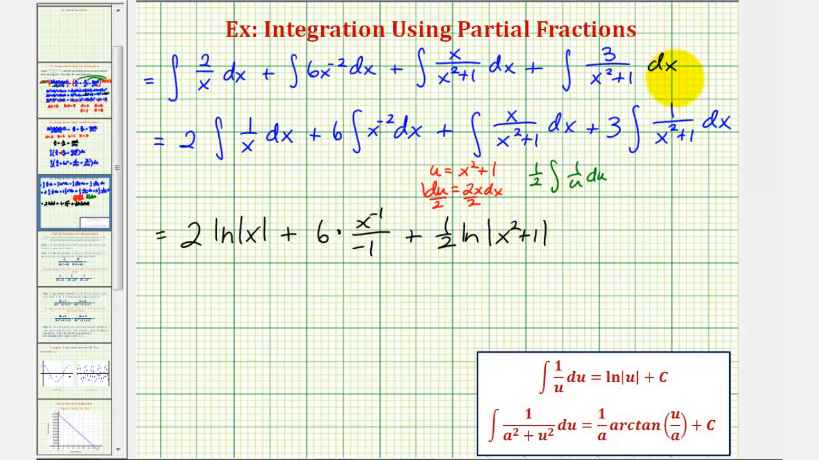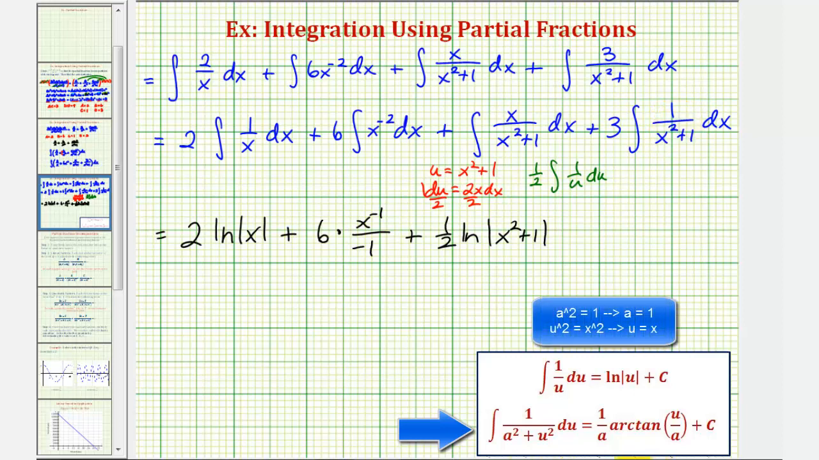And now for the last integral, we'll use the integration formula given here below. Notice how our antiderivative will involve arctangent, where a squared equals 1, u squared equals x squared, so u is x and a is 1. And therefore, the antiderivative would be plus 3 times 1 over a, which is just 1, and then we have arctangent of u divided by a, which would be x divided by 1, which is just x, and of course plus C.